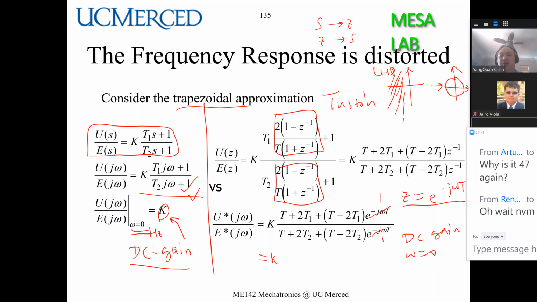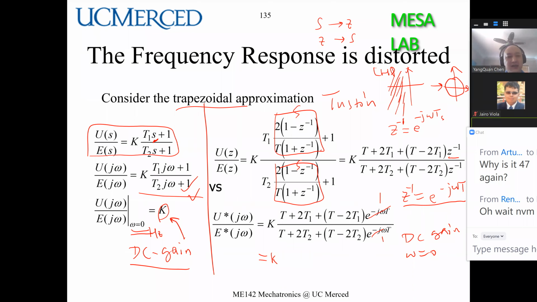So again, let's try to use a trapezoid here. When this is a trapezoid, I'll replace S with this complicated form. This is my S, this is another S. So I put everything in here. Then Z in the frequency domain is e to the j omega T. Z minus 1 is minus here. So you put everything in here.